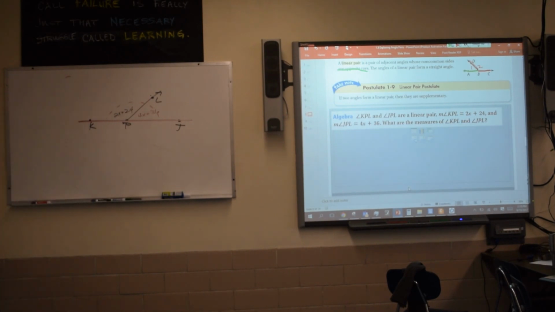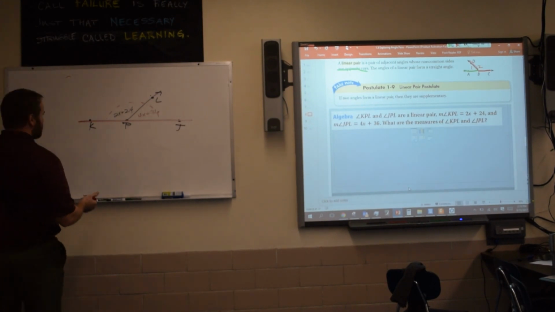Does that look eerily similar to the angle addition postulate? Could you simplify it before you add it up? Take 2 out of the 2x plus 24, and then take 4 out of the 4x plus 36, and then add it up? Yeah, but the 2 and the 4 that you factor out can't disappear. So you could write it as 2 parenthesis x plus 12, and then 4 parenthesis x plus 9, but it's not going to make anything easier. It's easier this way.